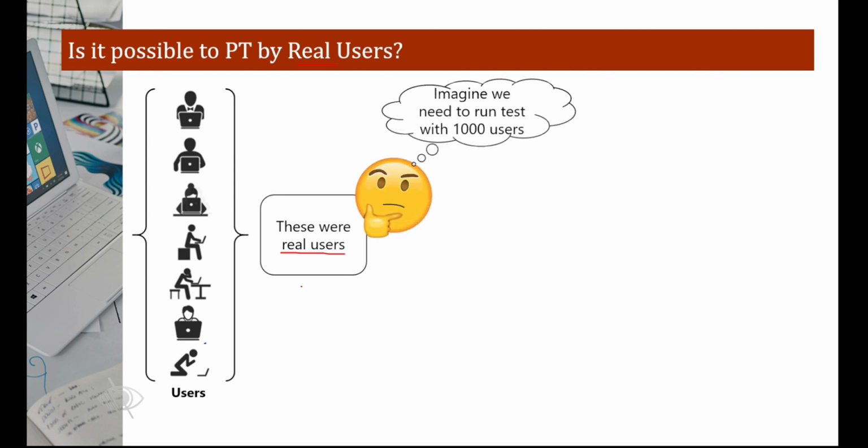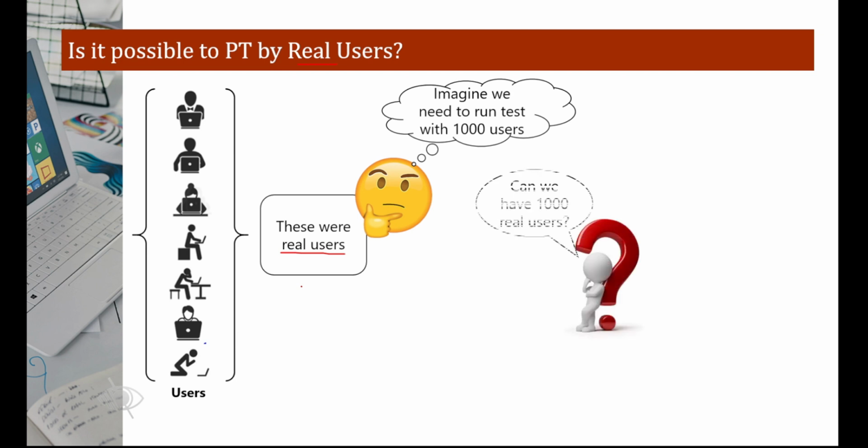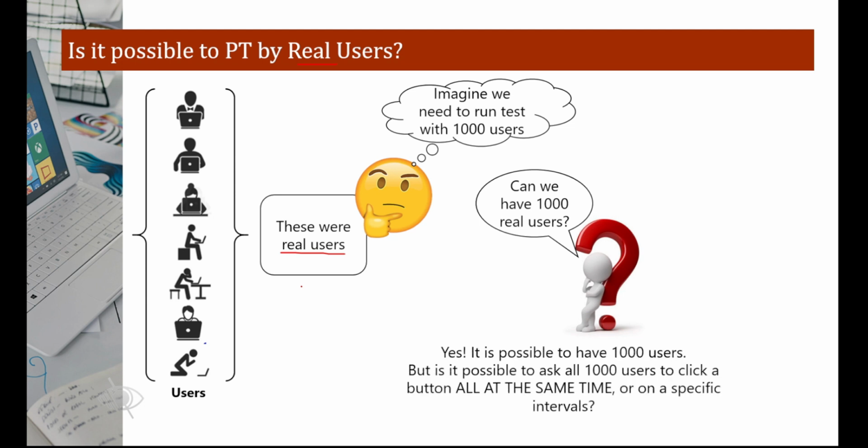Now imagine we need to run a test with 1,000 users. Can we have 1,000 real users? Yes, it is possible to have 1,000 real users. For example, we have a lot of companies in the world, a lot of MNCs. They will have more than 1,000 employees, 10,000, 50,000 employees as well, right? So for them, it's possible to ask 1,000 users to sit together and start working on Facebook.com.